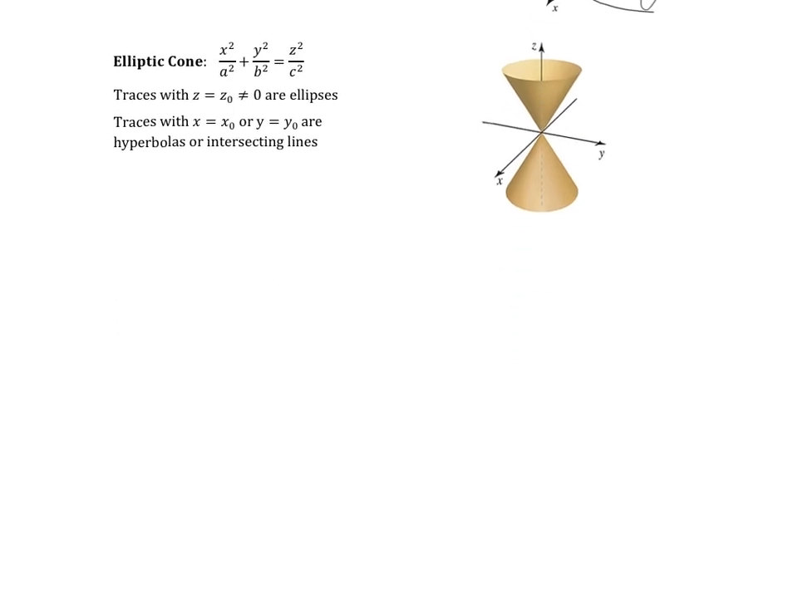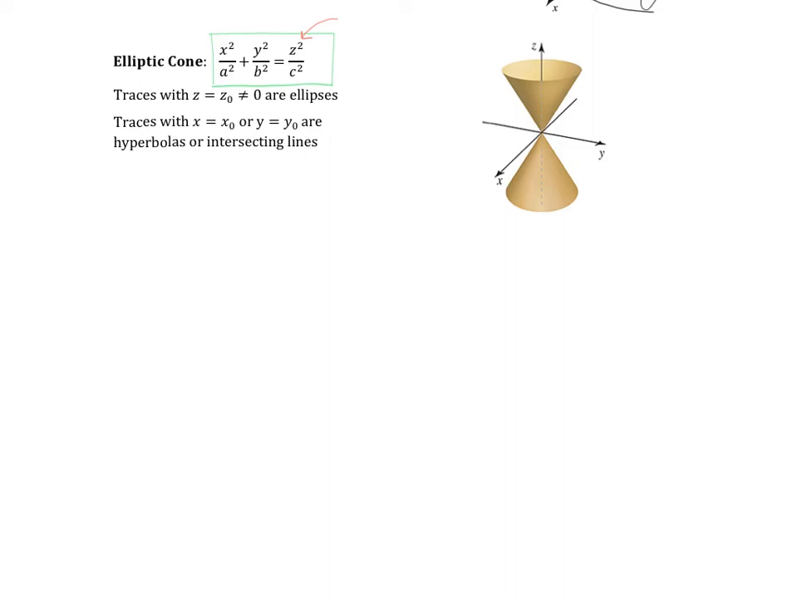The next shape we're going to look at is an elliptical or elliptic cone. The equation of an elliptic cone is x squared over a squared plus y squared over b squared equal to z squared over c squared. Notice the x, y, and z are all squared. This is symmetrical about the z. Notice the equation is equal to the z.